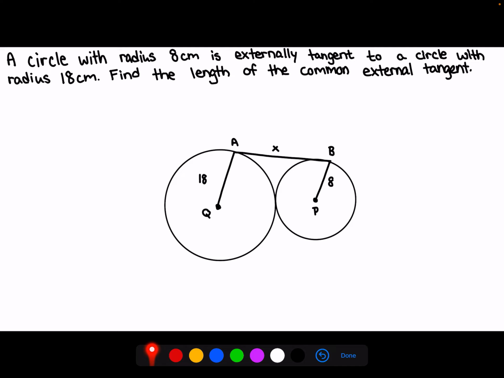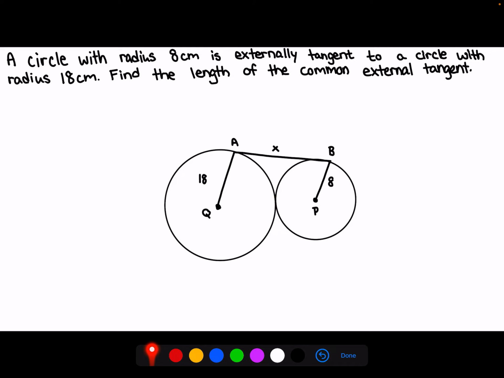It says a circle with radius 8 centimeters, that'd be circle P. You see that we have a radius of 8 centimeters here for segment PB, is externally tangent to a circle with radius 18 centimeters. So I also have circle Q, which has a radius of 18. We can see that with segment QA. Lastly, we see that they have a common external tangent, segment AB. We want to find the length of this common external tangent. Further, both of these circles are externally tangent to each other, meaning they touch each other at a single point.